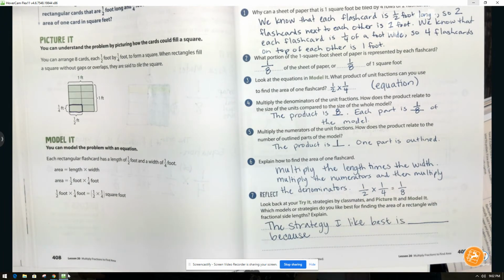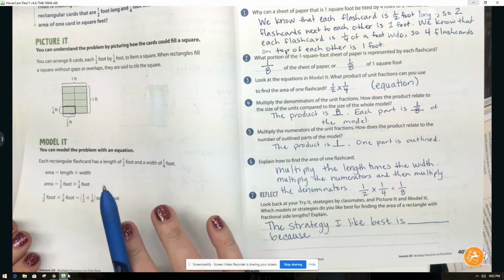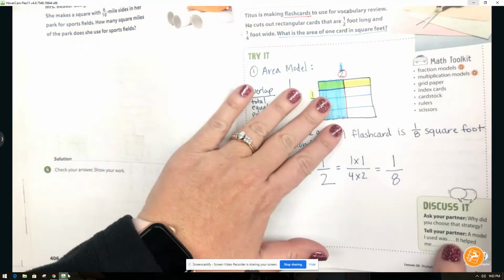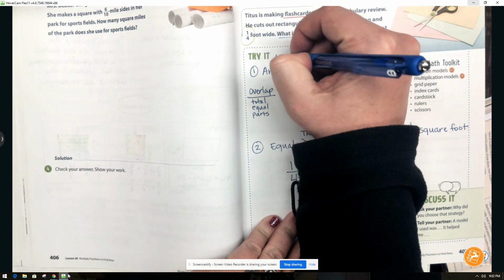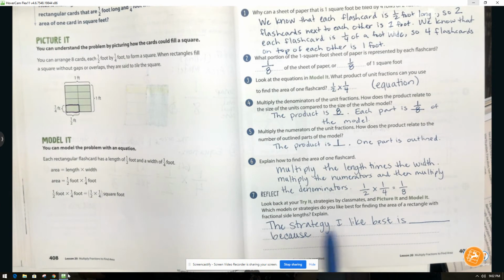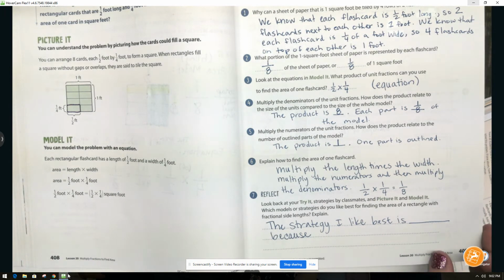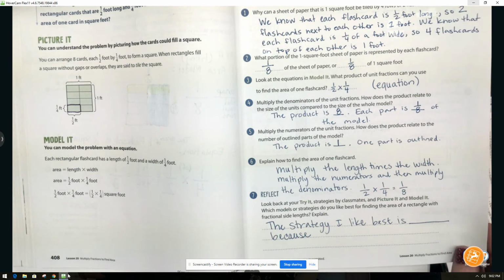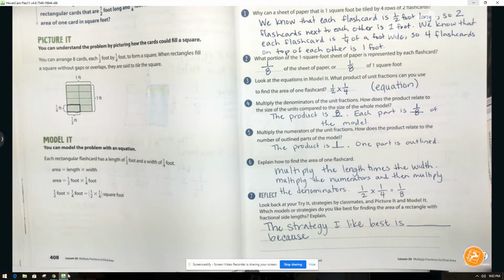So we've seen a couple of different strategies for multiplying with fractions. We've seen this method here, which is the area model. We also referred to it as tiling. And then we also know how to use an equation. So which strategy do you like best and why? Go ahead and answer that now. When you're done, you can pause the video, write your answer, and then go ahead and go to the next page.